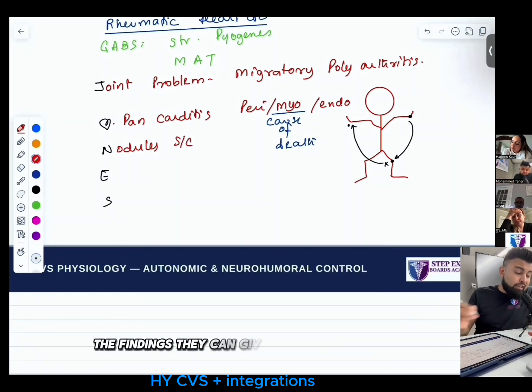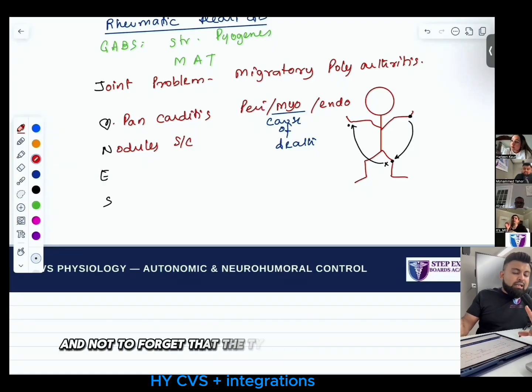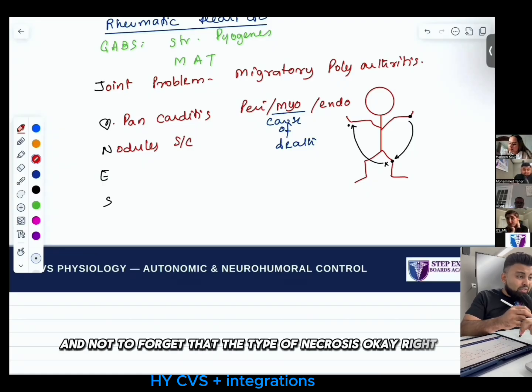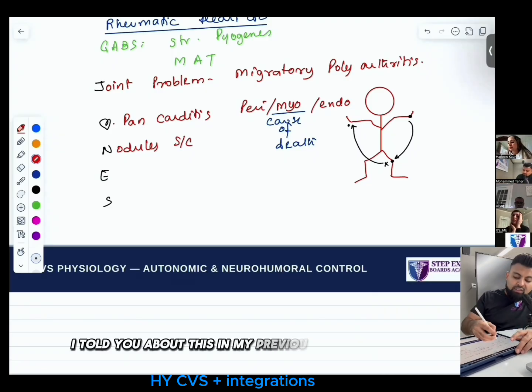Also, they can give you the image of the findings that are appreciated. And not to forget the type of necrosis. We will discuss this soon, along with the valvular involvement with necrosis. I told you about this in my previous discussion.